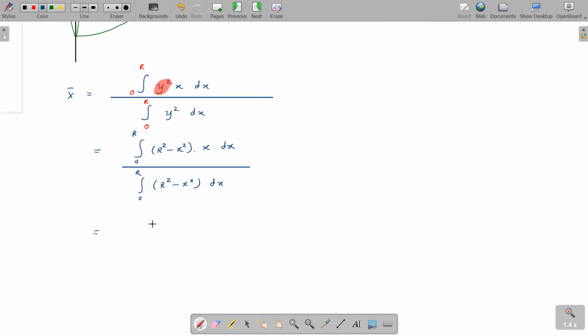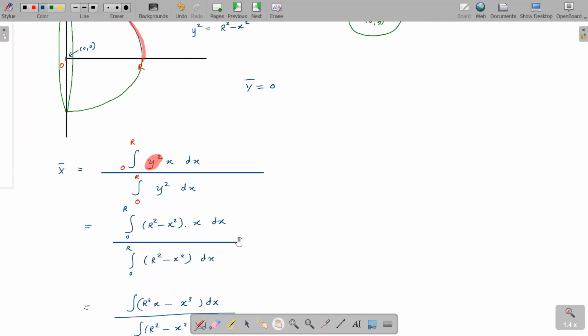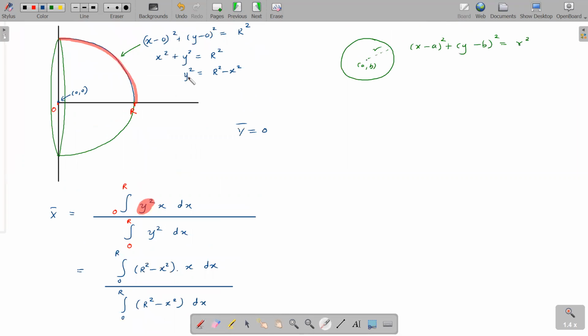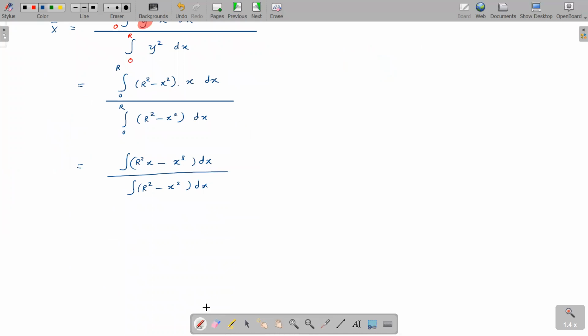So for the numerator, you need to expand the bracket: the integration of r squared times x minus x squared into x is x cubed, right, guys? That's the numerator. The denominator is actually already ready to be integrated, so there's nothing to do. We have already input the y squared value, so you don't have to square it again, right, guys? You can see I already have y squared here, so we can directly go with this. You don't need to square it again, right?